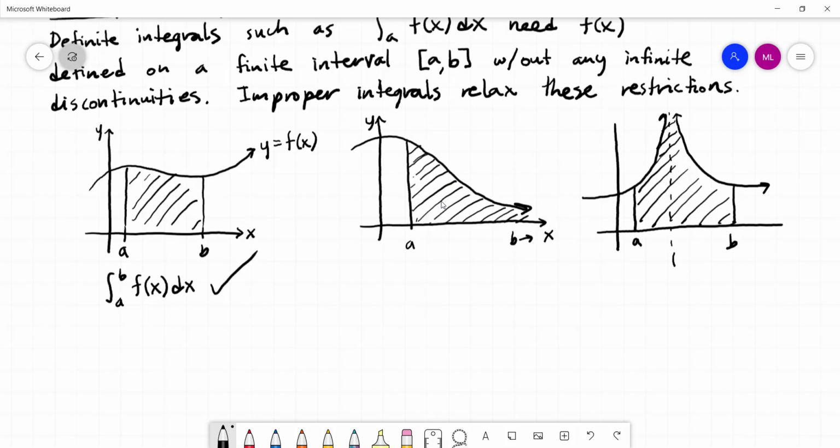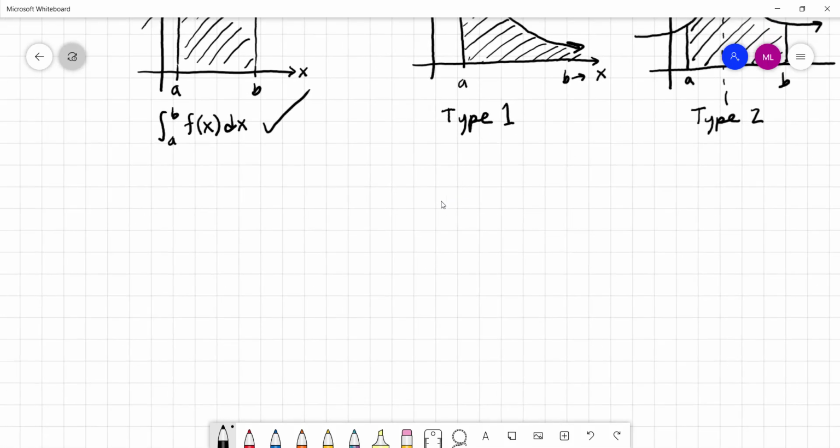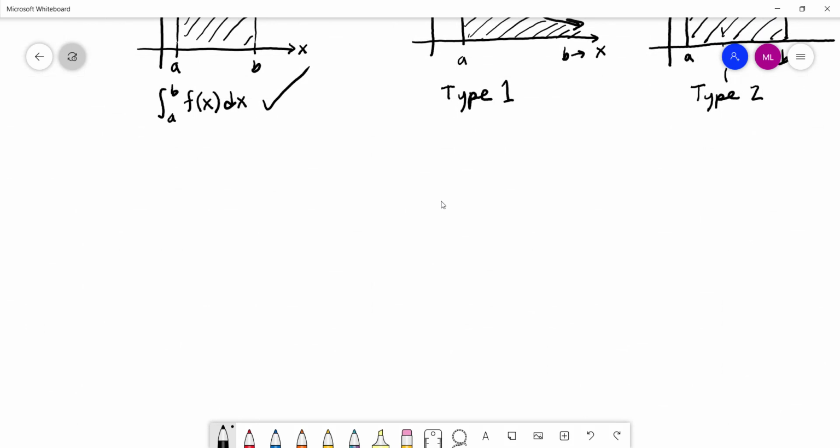This one here is what we'll refer to as a type 1 infinite integral, and this will be what we refer to as a type 2 in just a little bit. And this is the terminology the book uses as well. Okay, so let's start with the type 1 scenario, which I'll call an infinite integral.